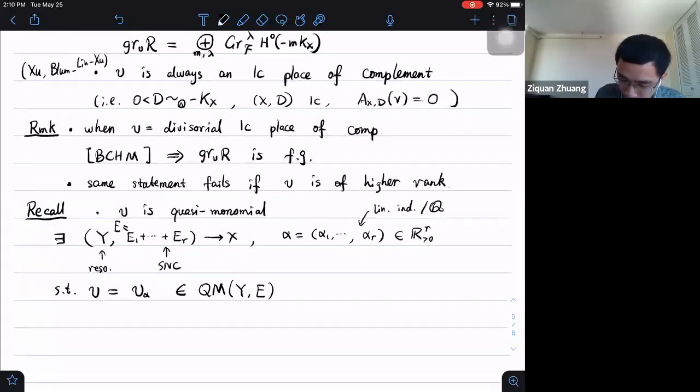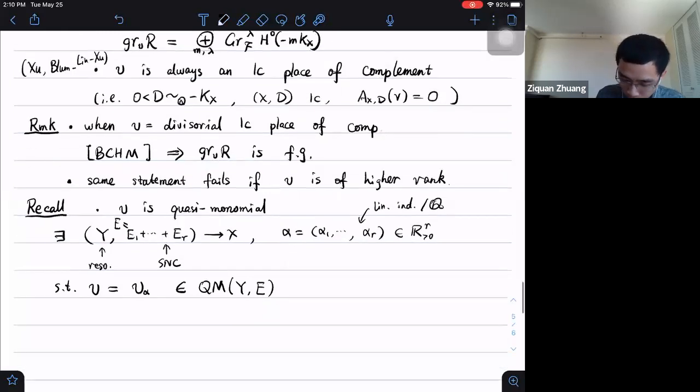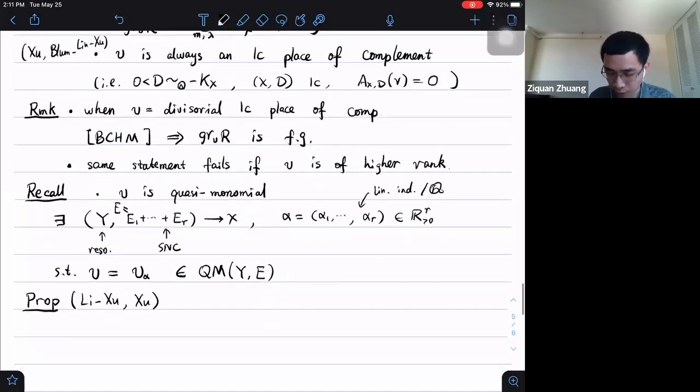Then, I said earlier that as long as you choose a valuation of higher rank that remains in the log canonical place of the complement, this finite generation can fail. So let me first explain why that is, and then we'll see what the subtlety is. This follows from a proposition, some part is in the paper by Shili and Chenyang, and another part is in the paper of Chenyang. So the statement is as follows. It basically gives some obstruction to this finite generation.